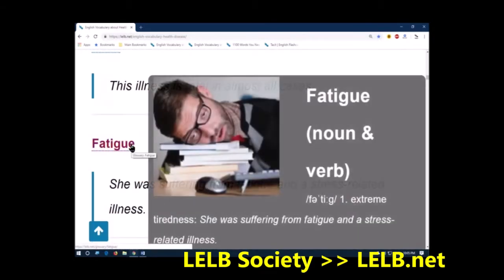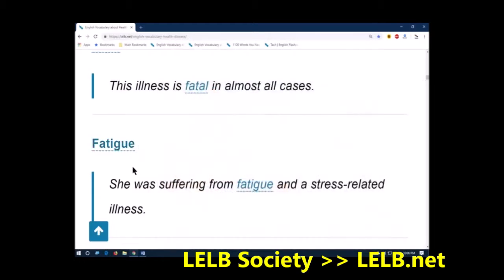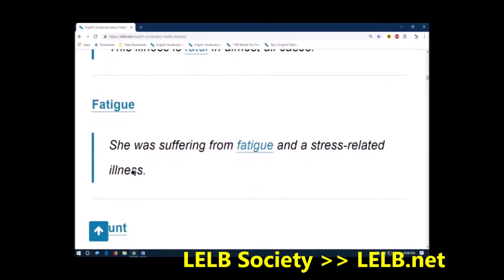Fatigue. Tiredness. Tiredness in the form of a disease, it's not usual tiredness. She was suffering from fatigue and stress-related illness.